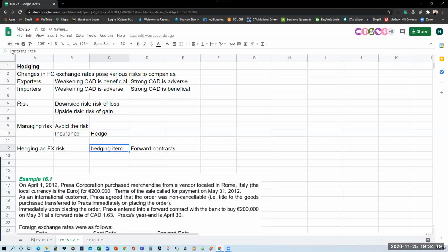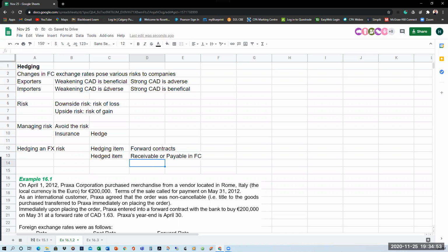A hedge needs two things to exist. You must have a hedging item, and there must be a hedged item. So something that you are looking to protect. And in this case, what we are looking to protect is either some kind of a receivable or a payable that is denominated in foreign currency.